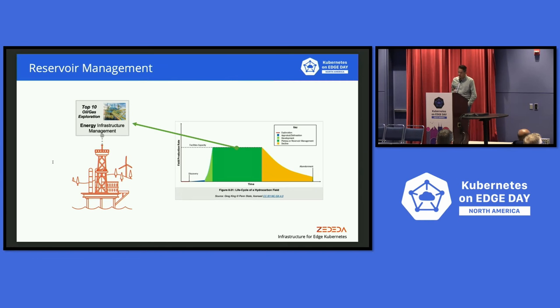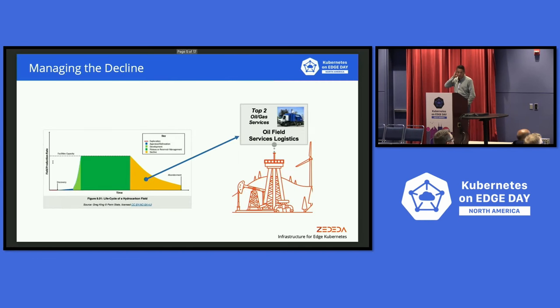So that's one example. A second example, which I'm going to spend a little bit more time on today, is in that decline part of the well life cycle. That's the yellow bar you see on this slide. There are a number of services companies that have really optimized this process. Like, how do you extend that yellow?